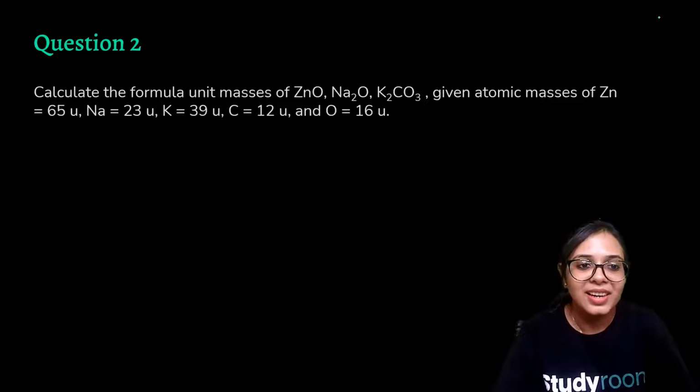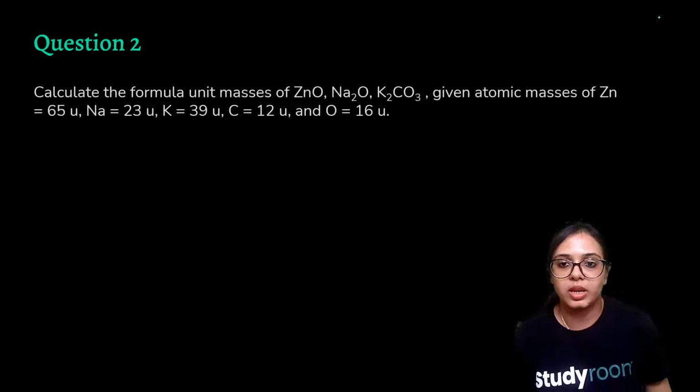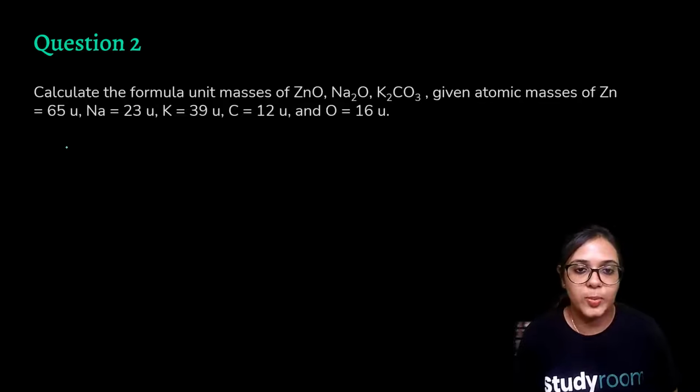Simple, right? Question 2. Calculate the formula unit masses of zinc oxide, sodium oxide, potassium carbonate, and the given atomic masses of zinc, sodium. They are all respectively given. Okay, so let's do this.